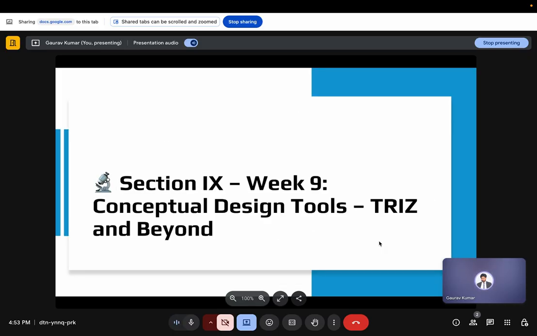So next is week 9. Here we will see the conceptual design tools like TRIZ and beyond. We will introduce TRIZ, types of contradictions, inventive principles and matrix, and systematic evaluation and ideality. Okay, so let us see.